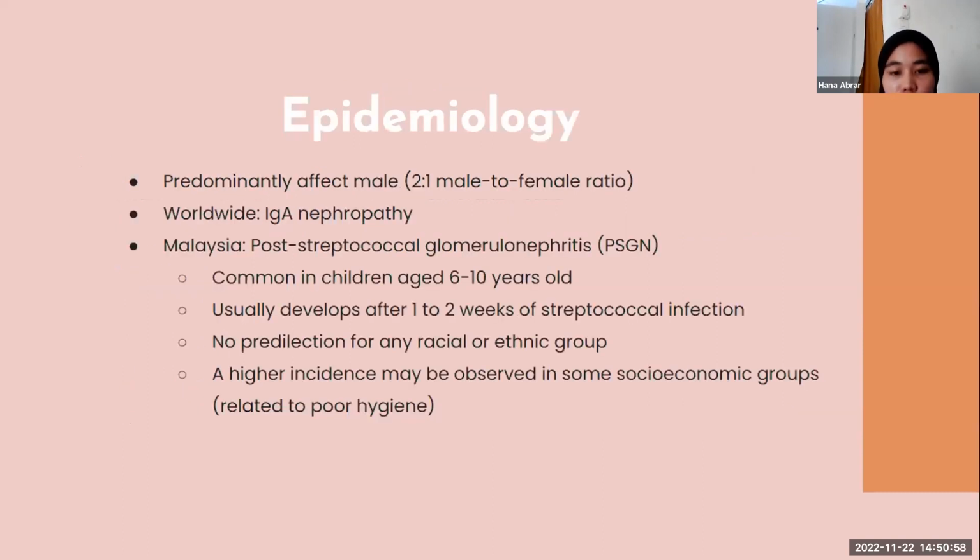So epidemiology: AGN predominantly affects males, with a 2:1 male to female ratio. Worldwide, the predominant cause is IgA nephropathy. In Malaysia, the commonest AGN in paediatrics is post-streptococcal glomerulonephritis. It is common in children aged 6 to 10 years old, usually developing 1 to 2 weeks after streptococcal infection, either of the skin or throat. No predilection for any racial or ethnic group. A higher incidence may be observed in some socio-economic groups, which may be related to poor hygiene.